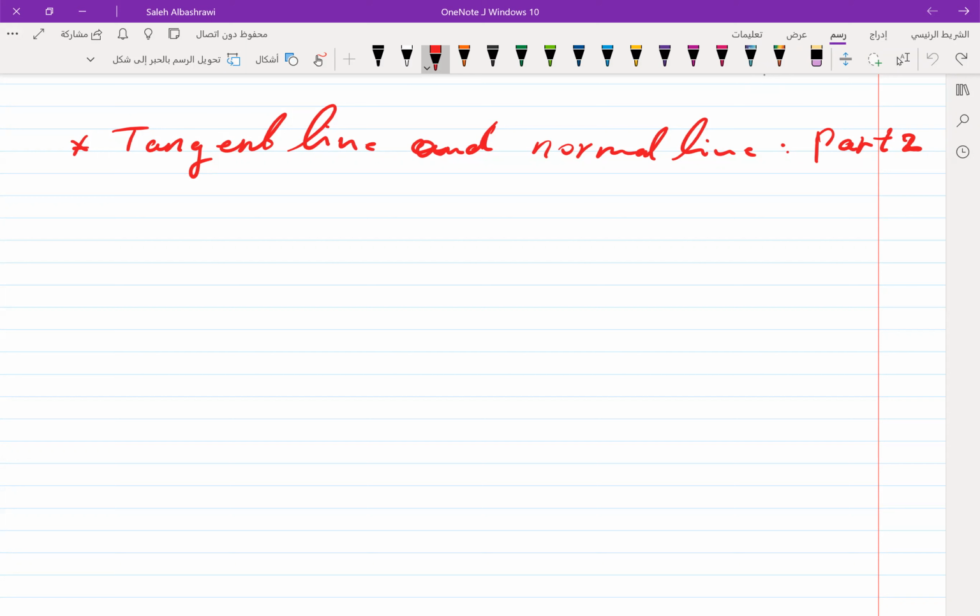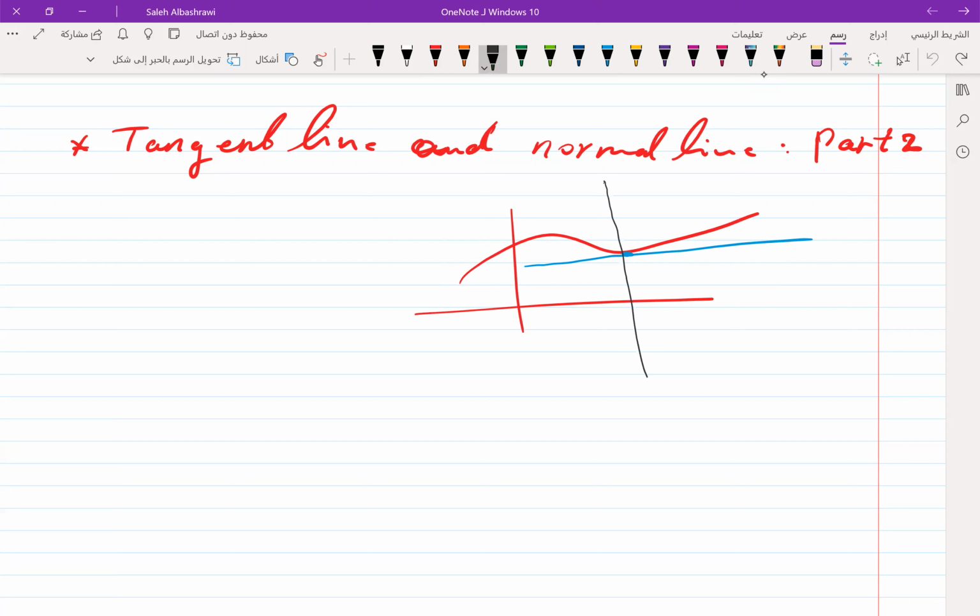Here we are in this topic, which is the tangent line and normal line. Just reminding that we said that a tangent line is a line that touches a graph at one point, while the normal line is the line that makes an angle with the tangent line equal to 90 degrees. So this is tangent, and this one is normal.